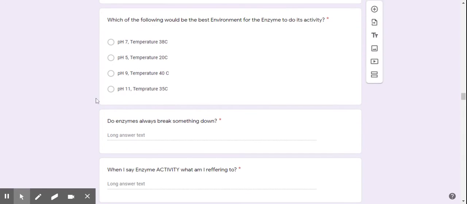Next question. Do enzymes always break something down? This is a tricky question that I know a lot of you just got wrong.